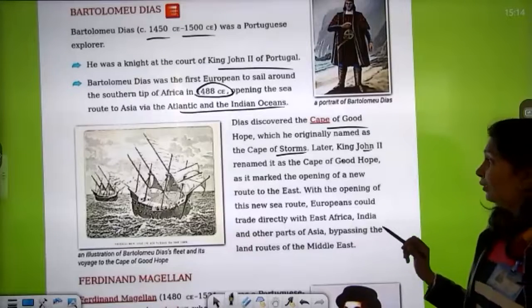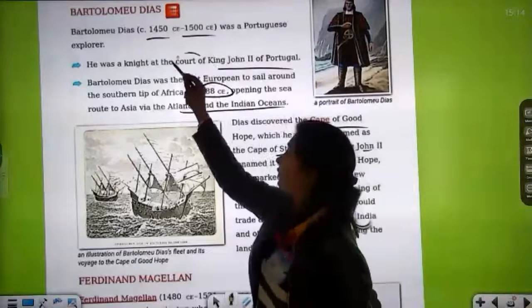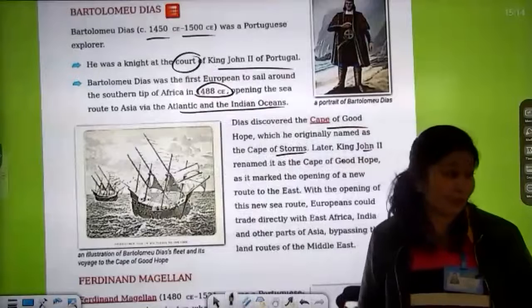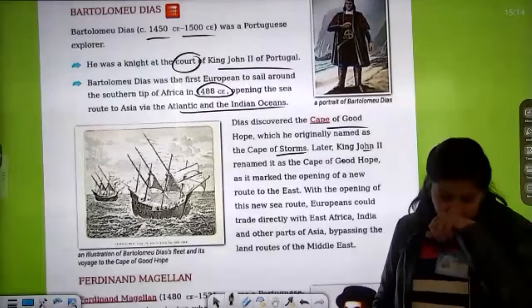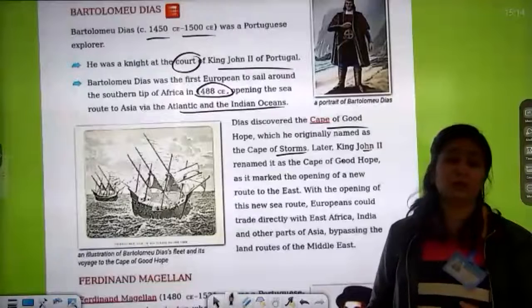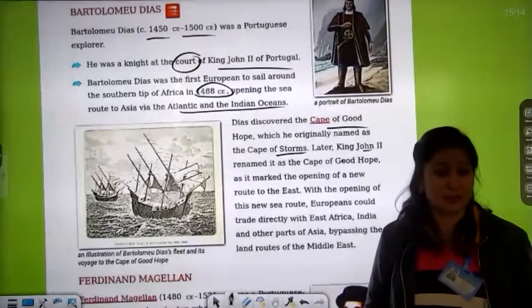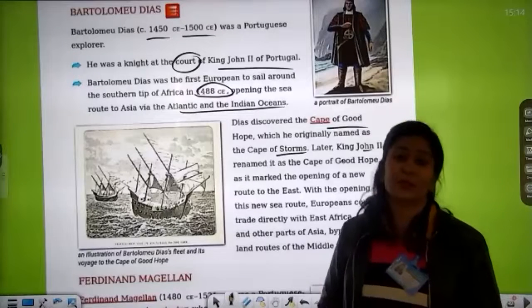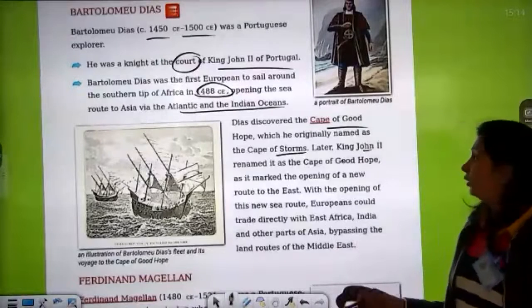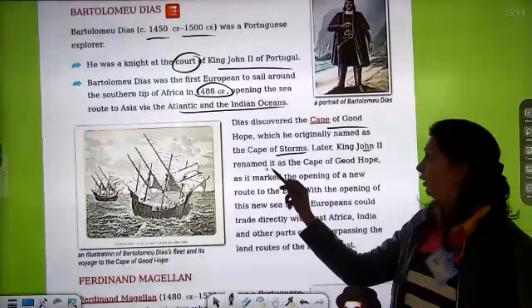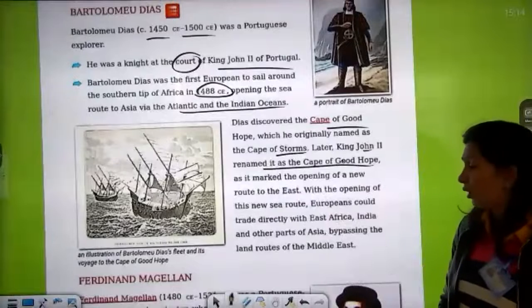Yes, and court, see here one word is written: court. Court is the king's darbar. The court is where the king meets his public, sits and takes decisions, where the king's throne is placed. That is known as court. Okay, so later King John II renamed it as the Cape of Good Hope.